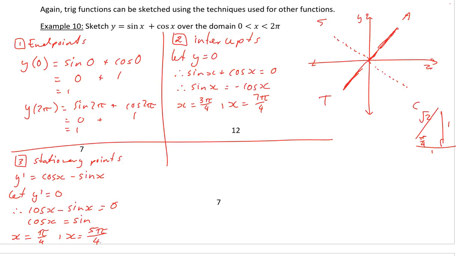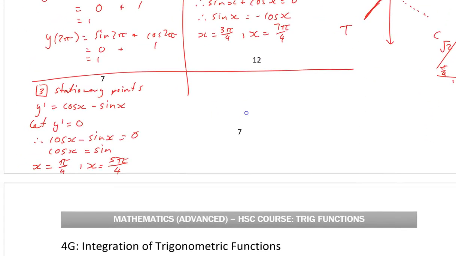So I've got my endpoints, right? At the start, it's at 1. The end, it finishes at 1 again. I have my x-intercepts at 3 pi over 4 and 7 pi over 4. I have some stationary points here and here, but let's do a little bit more with these. I'm going to have to find some more.